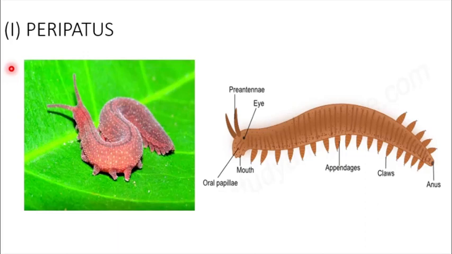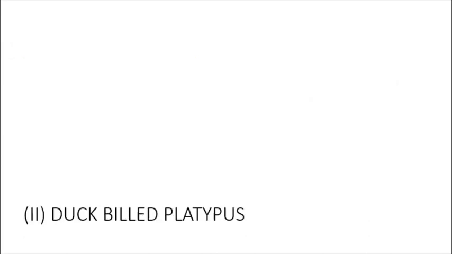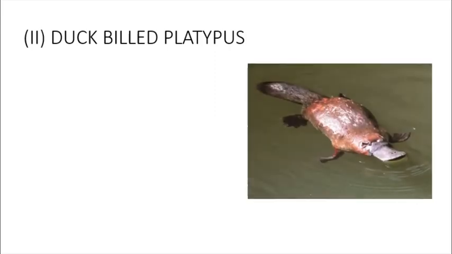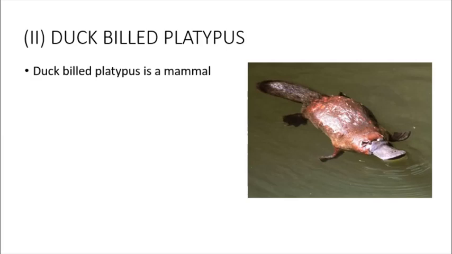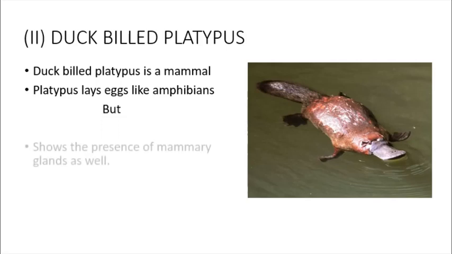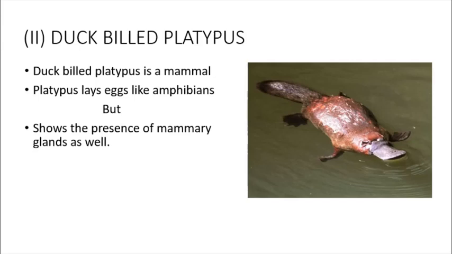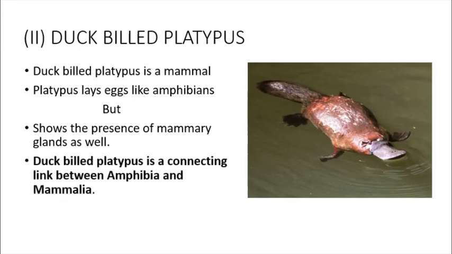Our second example of a connecting link is the duckbill platypus. Now children, the duckbill platypus is actually grouped into mammals. But as we all know, mammals can't lay eggs. But this duckbill platypus can lay eggs like amphibians. So it lays eggs like amphibians, but it also has mammary glands like mammals, and that is why it is a connecting link between Mammalia and Amphibia. It connects both groups together as it has the characters of both groups.